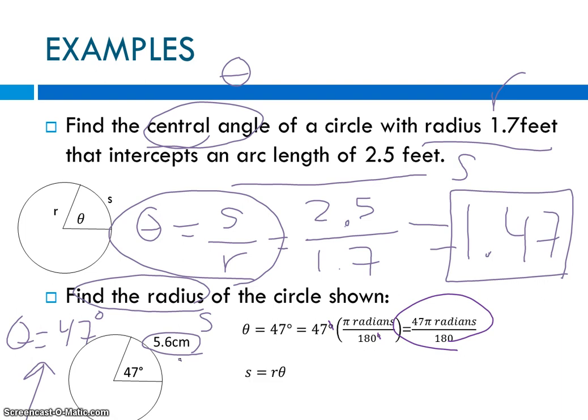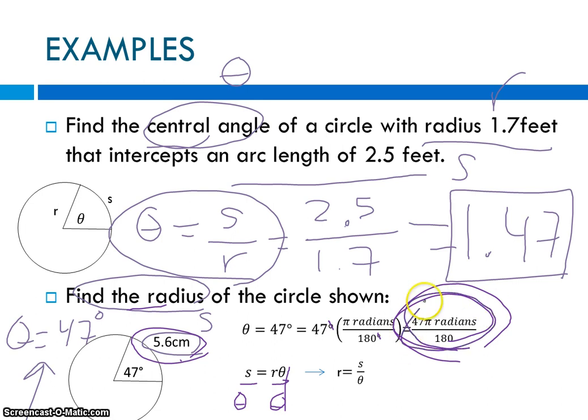So the formula given is that S is r theta, and since I want to find the radius, I'm going to solve this for r by dividing both sides by theta. When I divide both sides by theta, they cancel on the right-hand side, and I'm left with r equals S over theta. So I'm just going to plug in my S is 5.6, and my theta is 47 pi radians over 180. And I'm going to use this whole number and not its reduced and simplified answer, because I want to get the exact answer at the end.